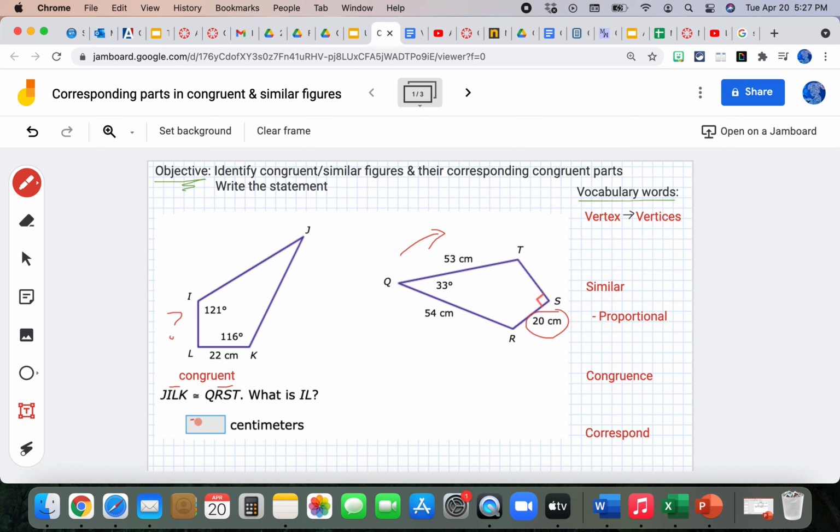If you are tricked with 20 and this unit, remember that unit? Make sure that you cross it out because we don't have the degree on the side. Never, ever, ever. Side lengths will have centimeters, meters, feet, inches, so many units, but never a degree unit. The degree unit is only on the angle, like this one. And on angle I, I know it's 121 degrees. On angle K, I know it's 116 degrees, and so on.